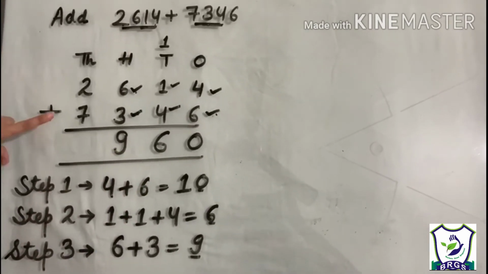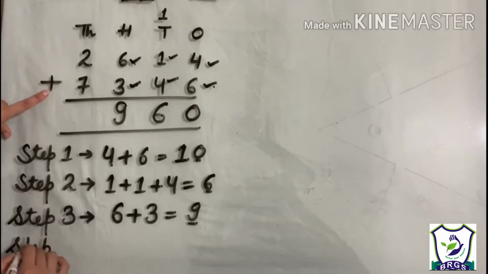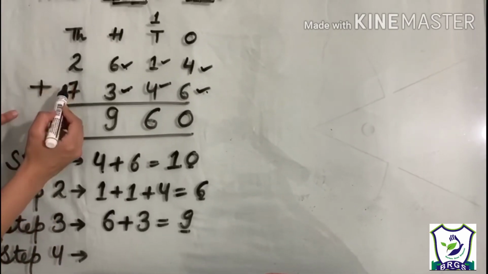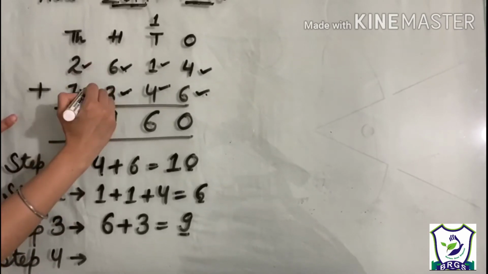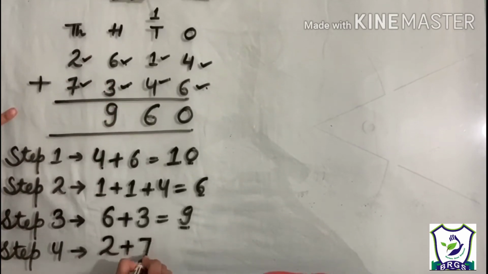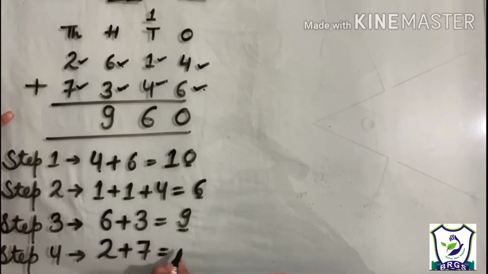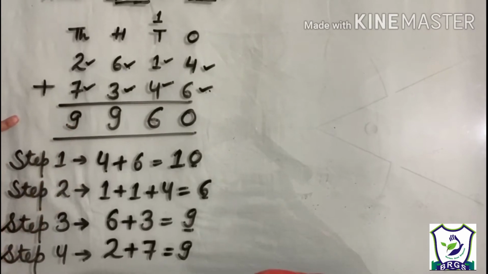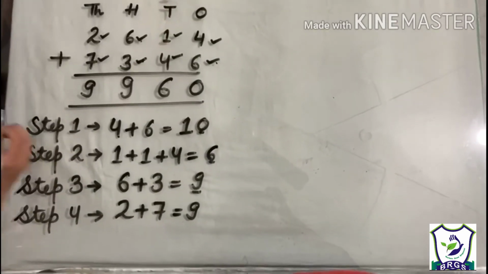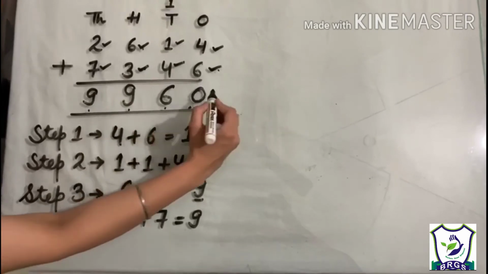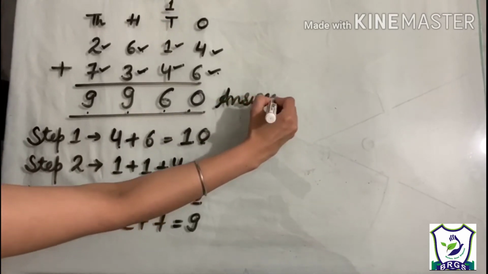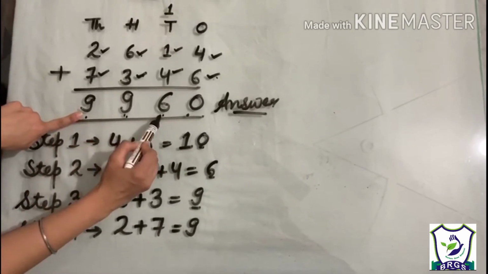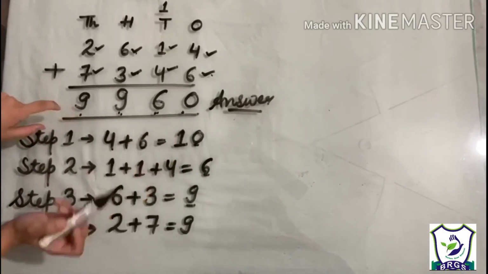Now our next step, step 4, is that we have to add the thousands. Thousands are 2 and 7. So we will add 2 plus 7. It is 9. So we will write the 9 in the thousands column. So our answer is 9960. This is our answer. And how do we say it? 9,9 hundred 6 tens and 0 ones.